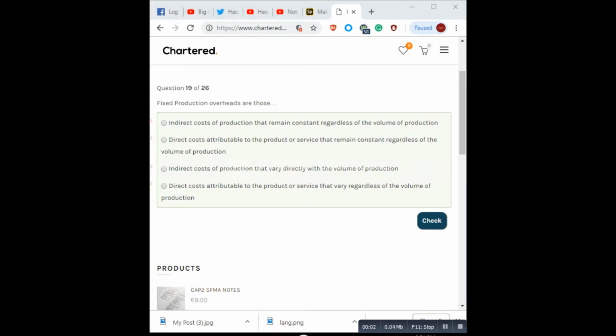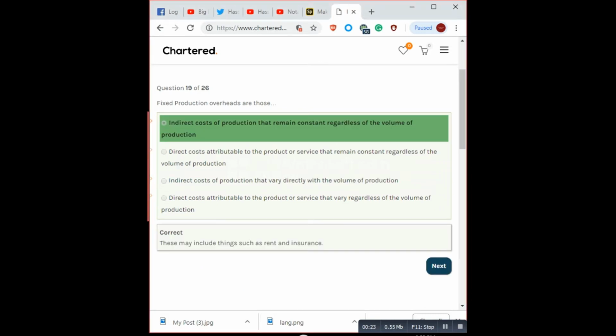Okay, fixed production overheads are the indirect costs. Obviously, overheads need to be indirect, and fixed production overheads mean the rent that we normally pay. So fixed production overheads are indirect costs that remain constant regardless of the volume of production. The first one is the correct answer.